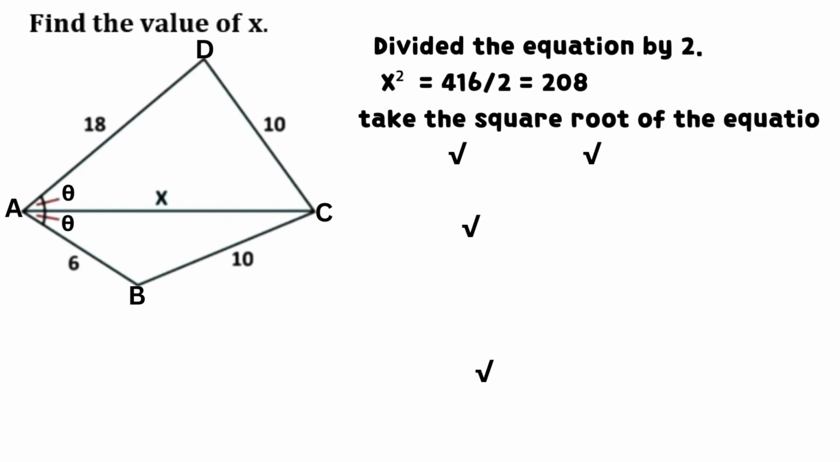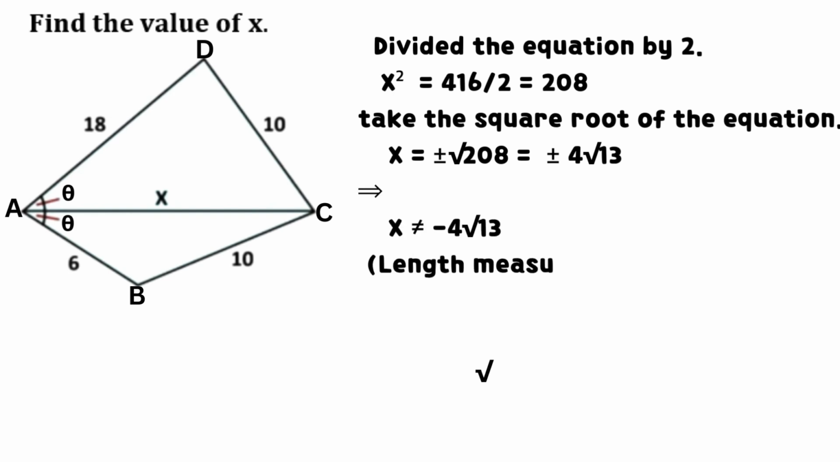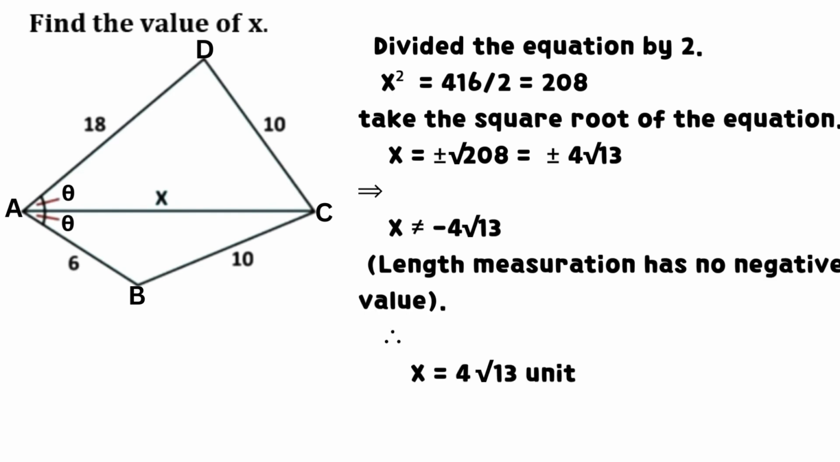Divide the equation by 2. It implies that the square of x equals half of 416, which equals 208. Take the square root of the equation. We have that x equals plus or minus the square root of 208, which equals plus or minus the product of 4 and the square root of 13.